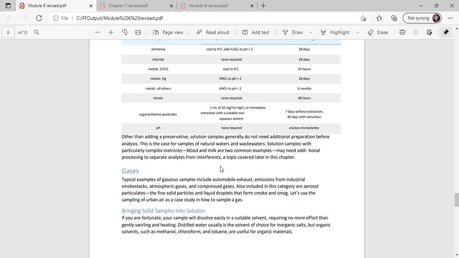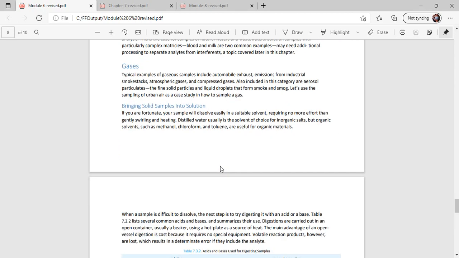Typical samples for your gaseous sample include automobile exhaust, emission from industrial smokestacks, atmospheric gases, and compressed gases. Also included in this category are aerosol particulates, the fine solid particles and liquid droplets that form smoke and smog. Let us use sampling of urban air in this kind of study as our gas. Okay, bringing your solid samples into solution.